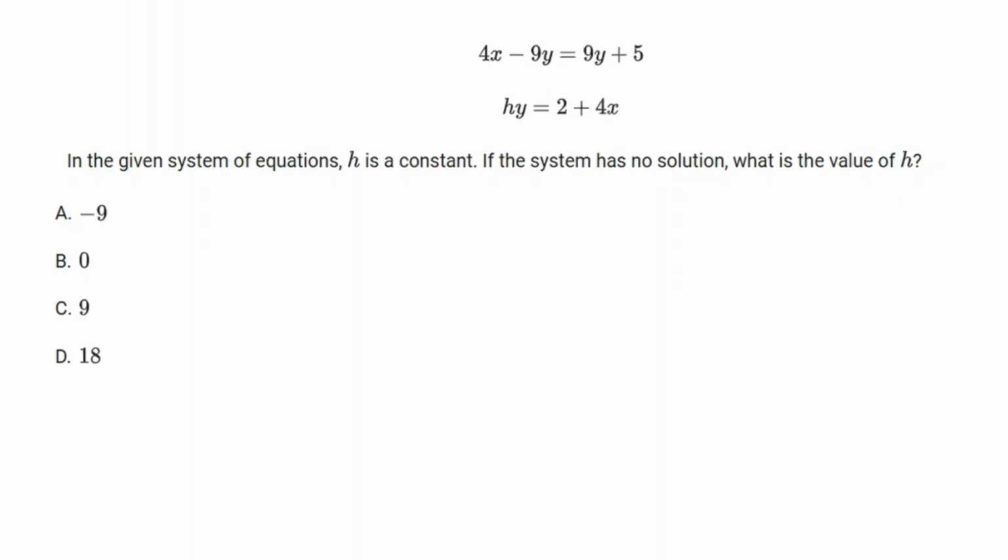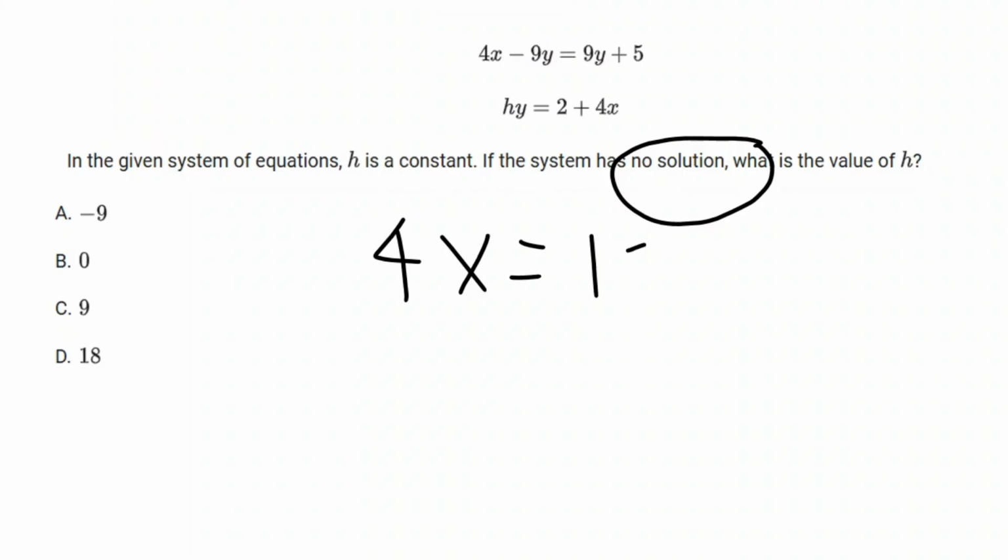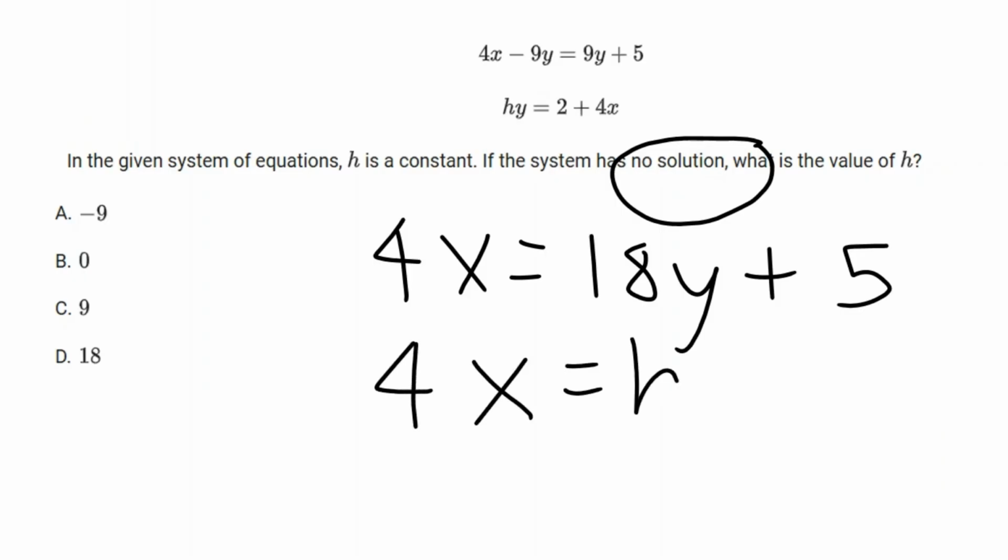So let's go ahead and set up the system. We have 4x minus 9y equals 9y plus 5, and hy equals 2 plus 4x. And we're trying to figure out what value of h has no solution. So let's go ahead and simplify the problem. 4x equals 18y plus 5. Let's get everything on the same side. So 4x equals hy minus 2.